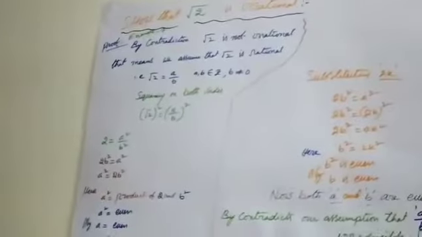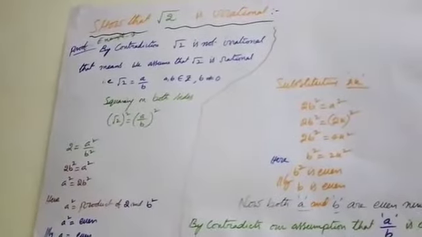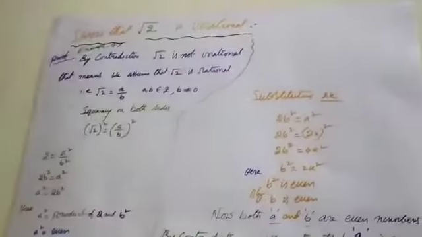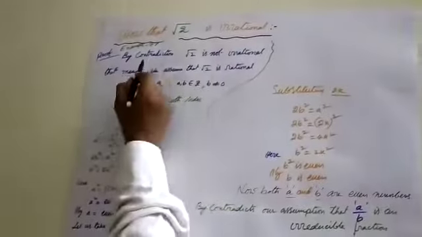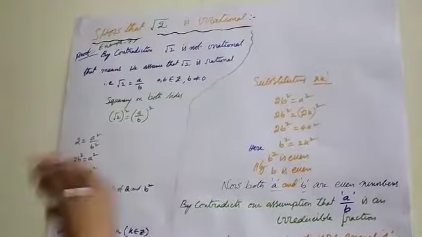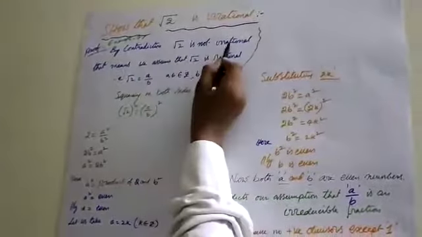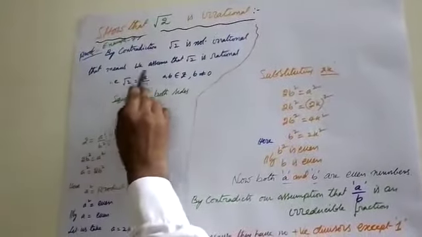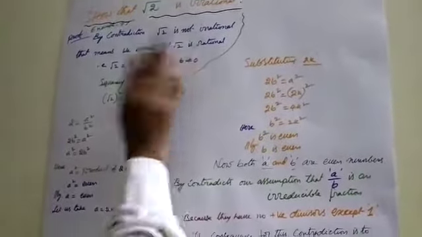Root 2 is an irrational number. This is example 7 in our textbook. We prove it by contradiction: suppose root 2 is not an irrational number. What is the meaning of that? Root 2 is a rational number. That means we assume that root 2 is a rational number.